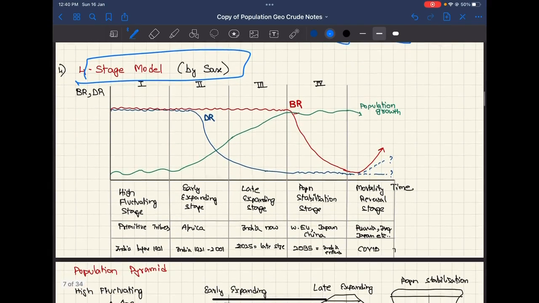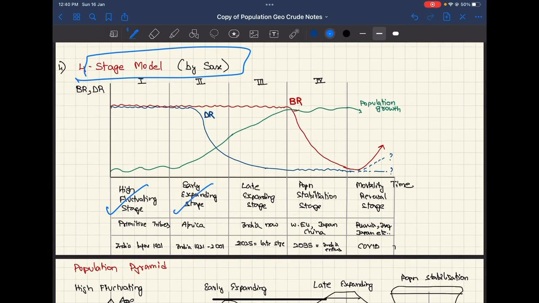Now the four-stage model is given by Sachs. These are the four stages: high fluctuating stage, early expanding stage, late expansion stage, and population stability stage. The latest stage added is the fifth stage, which is mortality reversal. The first is seen in the primitive tribes. The second is seen in Africa. The third is seen in India now.